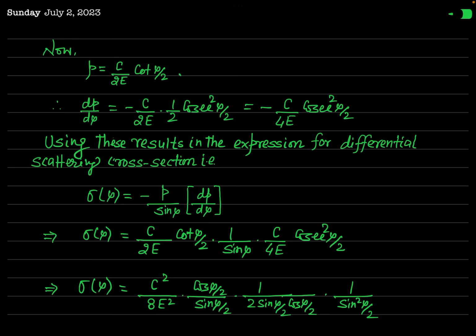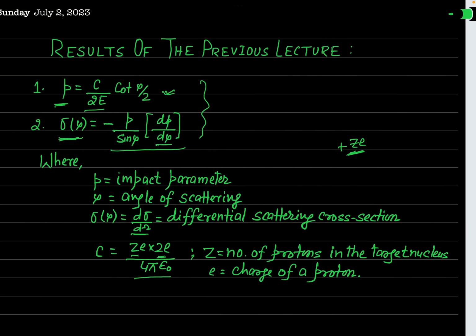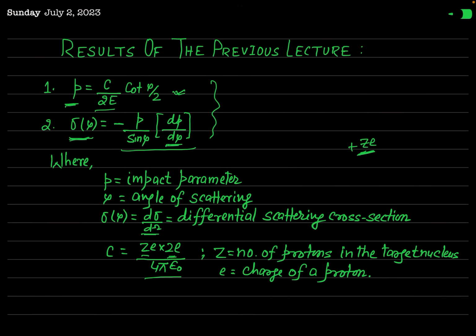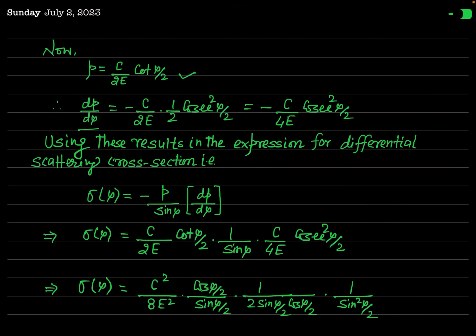As we have seen that P is equal to this much, that is P equal to C over 2E cot phi by 2. And for getting the result for differential scattering cross section, we must know what is this dP by d phi, because this expression you can see contains dP by d phi. So now let us find dP by d phi.